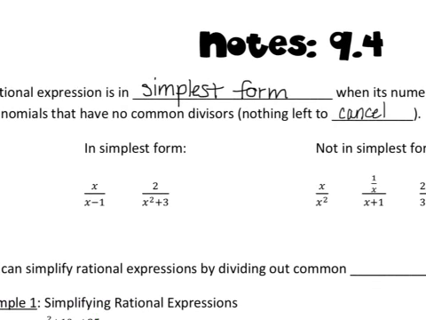For example, these are in simplest form. A lot of people will try to cancel these x's. You cannot do that because of this minus 1. If it was multiplication down there, then you could cancel it. But x minus 1 is a whole factor, so you can't cancel it. Nothing left to cancel, so they are in simplest form. It's beautiful, I know.